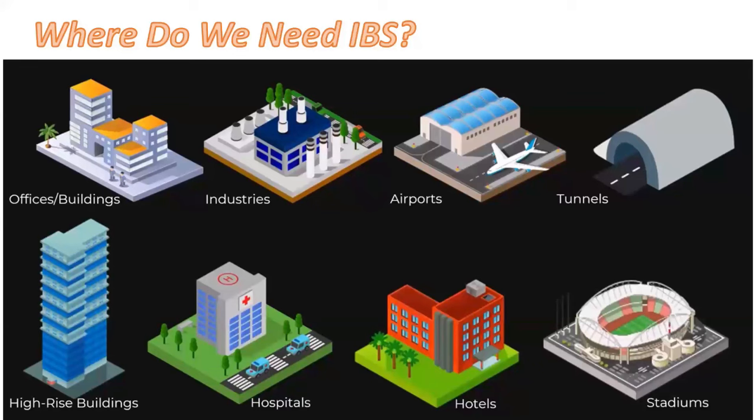So where do we need IBS? It can be offices, industries, airports, tunnels, high-rise buildings, hospitals, hotels, and the stadium. And there can be many more examples. Okay, thanks for the right answer. So here are the few examples we have discussed. And now let's talk about things to care in the IBS system.